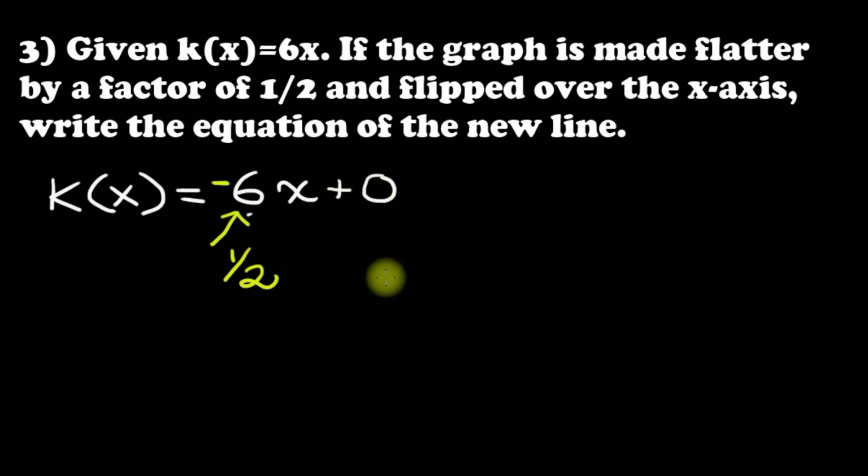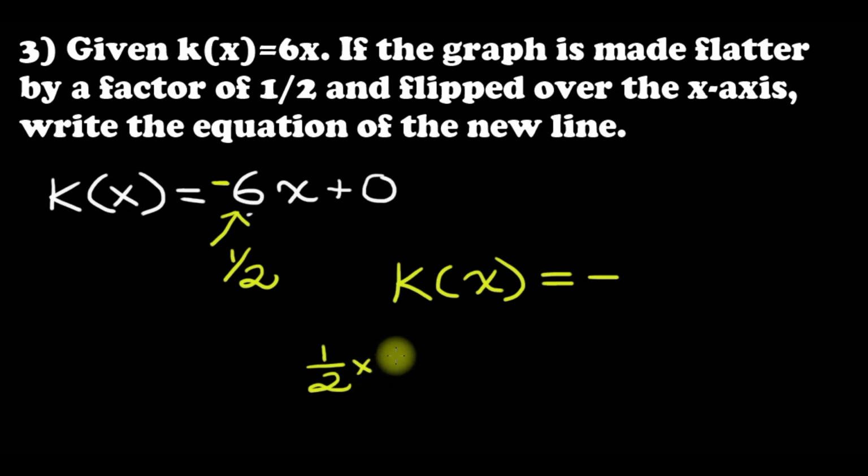All right, so your new graph, your new k of x, is going to be negative. Now 6 times 1/2, what is 1/2 of 6? Well, half of 6 is just going to give you 3. So the new slope is going to be negative 3 and then x. And then you can put plus 0, or you can just leave it the way it is. Okay, so here's your new k of x.